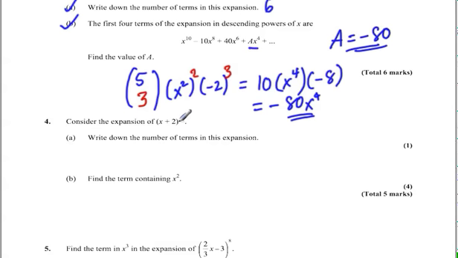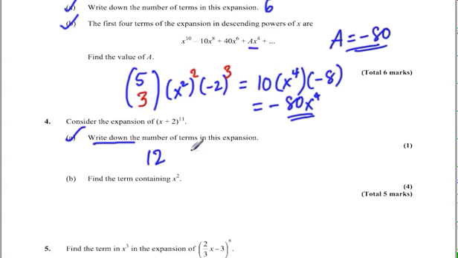So consider the expansion x plus 2 to the power of 11. Write down the number of terms in this expansion. As I explained in the previous question, if our exponent is a certain number, the number of terms will be 1 plus that exponent. So since our exponent is 11, the number of terms here will be 12. And it also says write down, so it's a pretty simple question, so we're done with that.